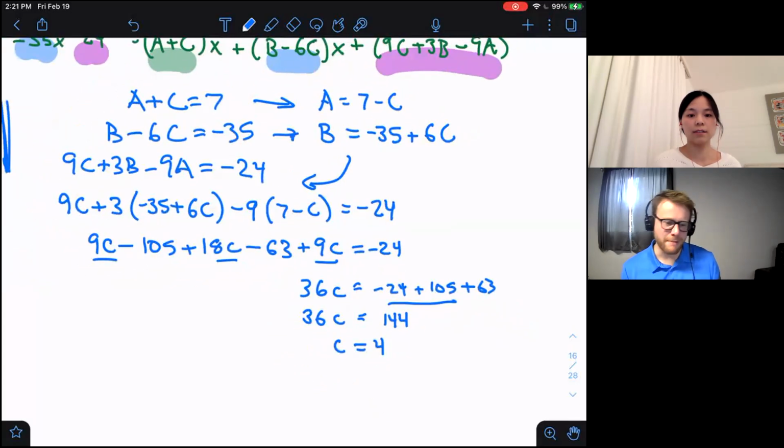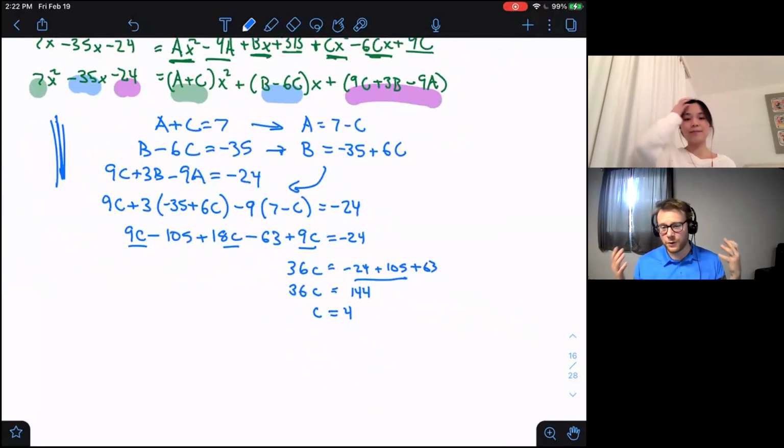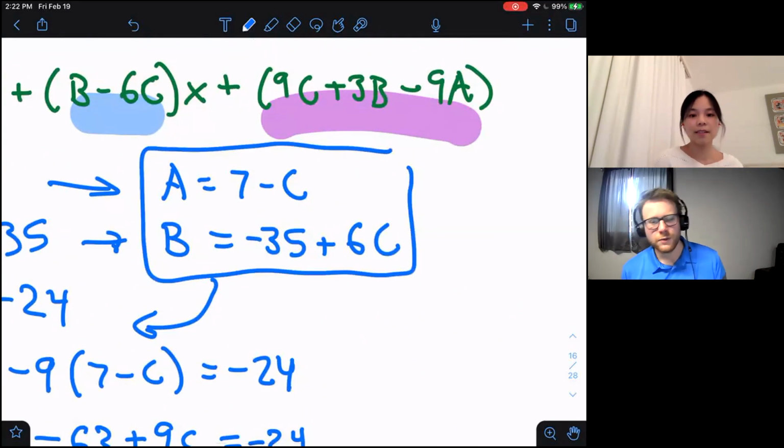Yuan, can you confirm my math is decent? C equals 4 look good to you? Yeah. Okay. Good. That is the hard part right there. Once you've solved for one of them, it's so easy to find the others, right? Because you have these wonderful equations that we used. Once we have C equals 4, it just all falls into place.